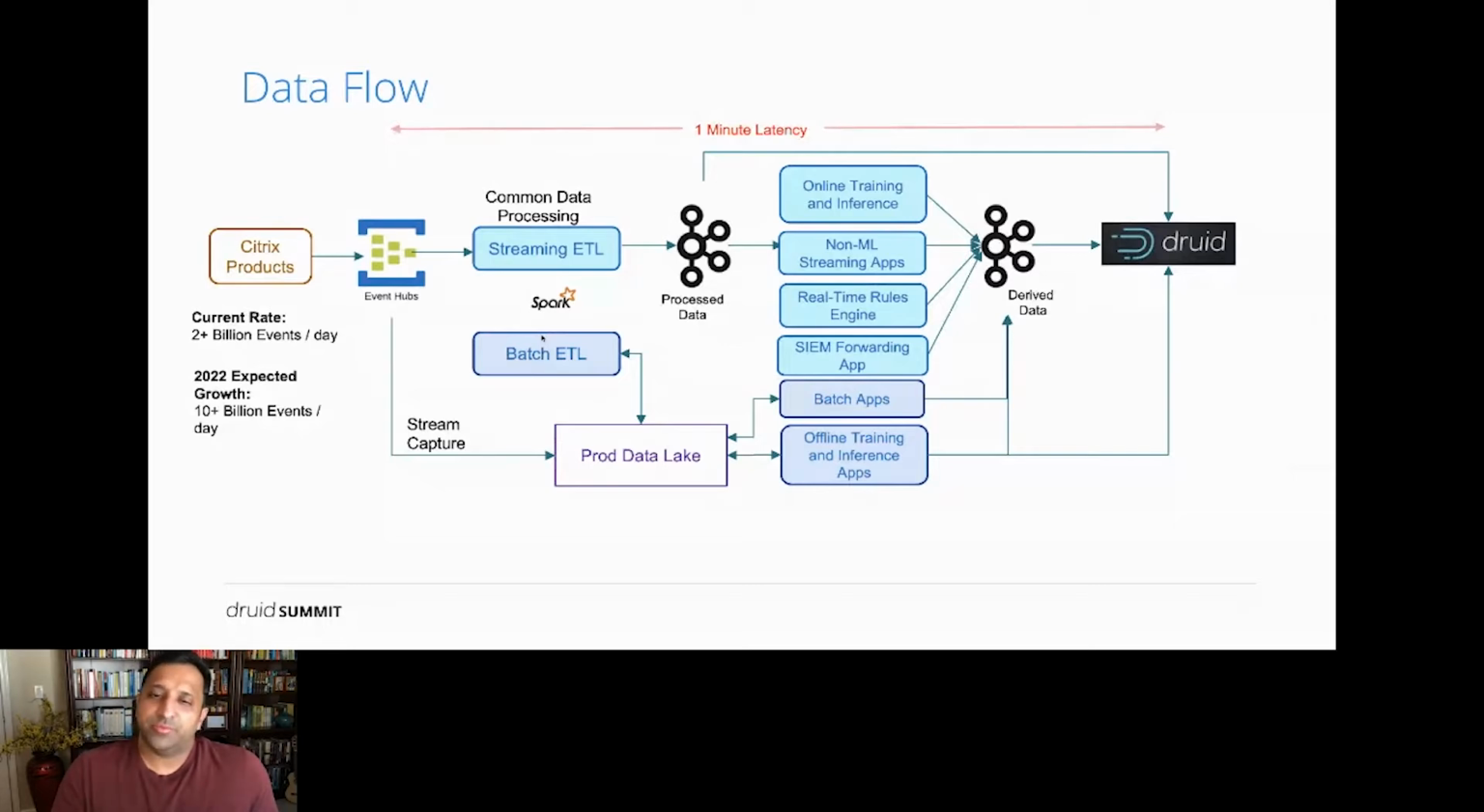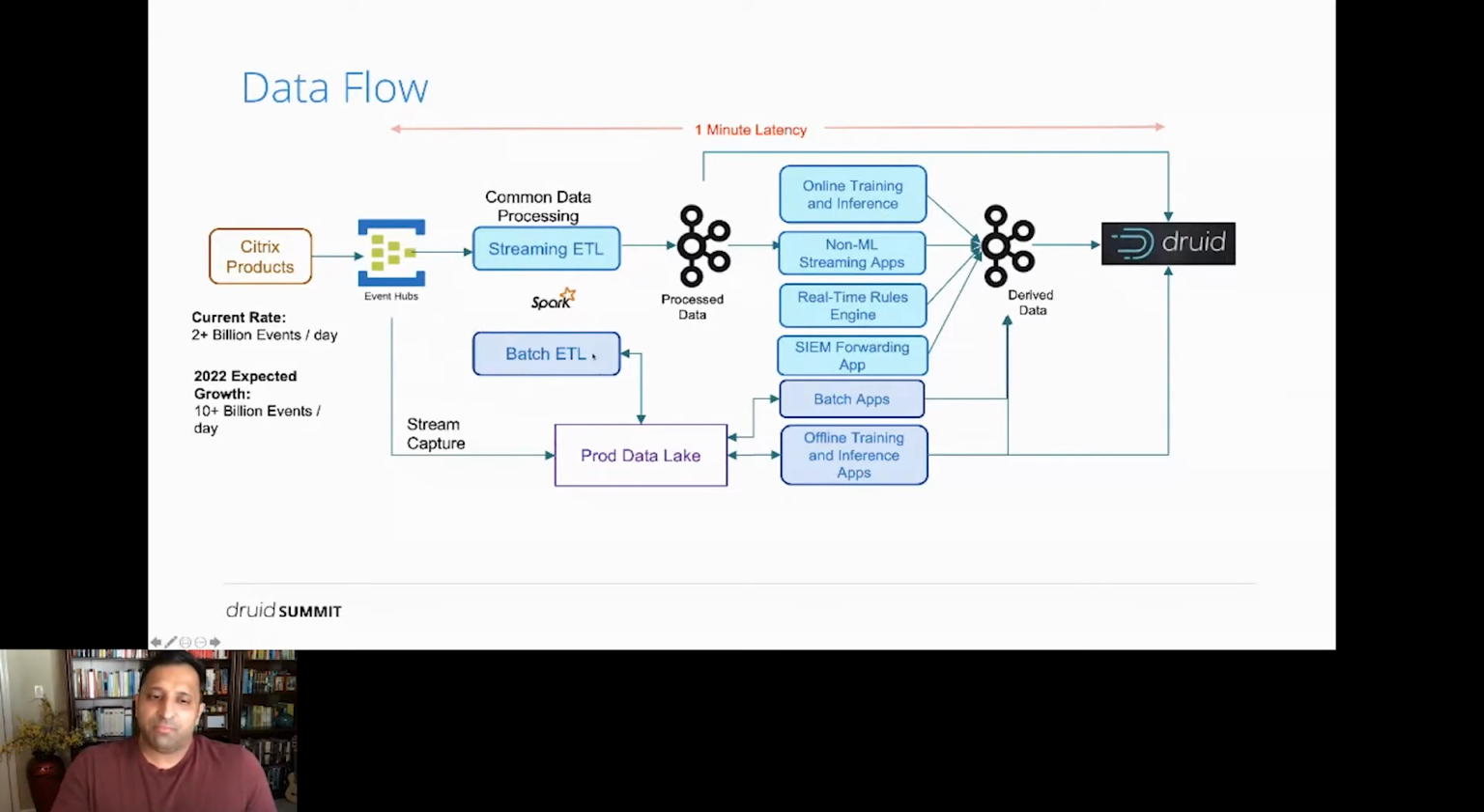Since we're talking about security, and we want to react faster to any kind of security events, our internal SLA to generate insight is 1 minute latency. From the time the data arrives at the event hub, within the next 1 minute we should have generated some insights on that data and made them available for our users.